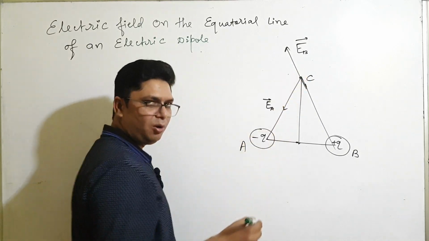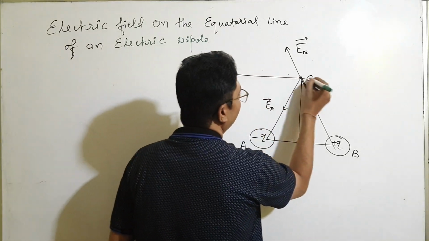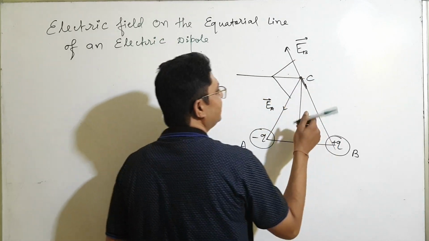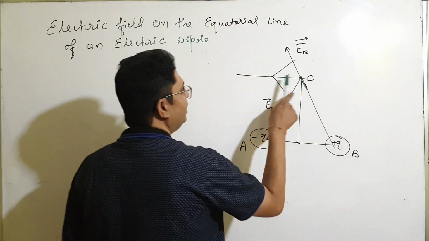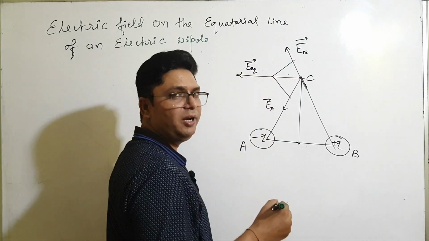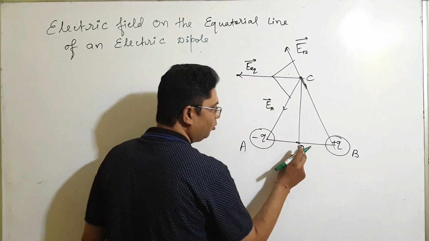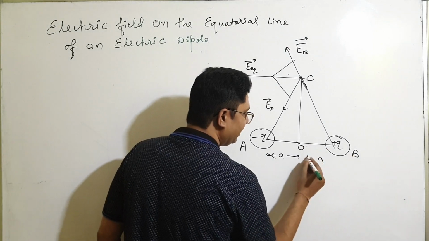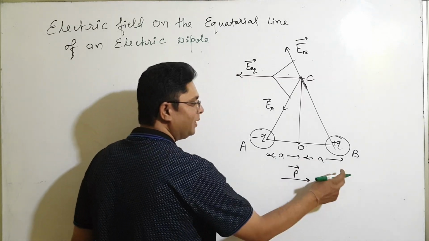Now let us draw a parallelogram using these two vectors. When you draw the parallelogram, you have parallel lines. This is the diagonal of the parallel lines and this diagonal is said to be E equatorial. This is the equatorial electric field on the equatorial line. Now let this be O. So from A to O is a, from B to O is again a. This is P, the dipole moment, from minus to plus side.